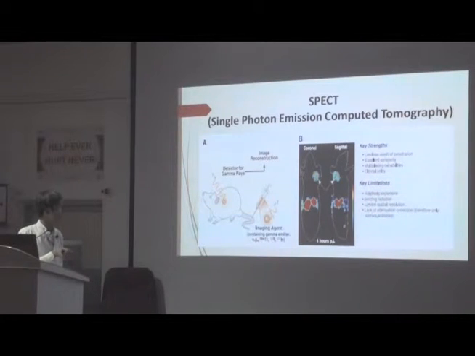SPECT works based on the single photon emission radionuclides. These are technetium 99, iodine 123, indium 111. So these are detected in the body, and single energy photons are detected by a gamma detector and immediately reconstructed. This is the human we can detect by using this.